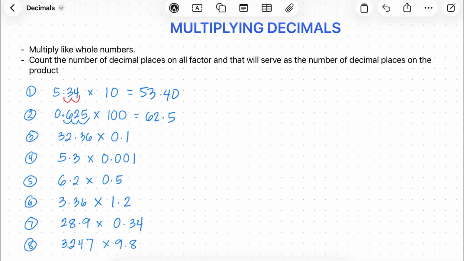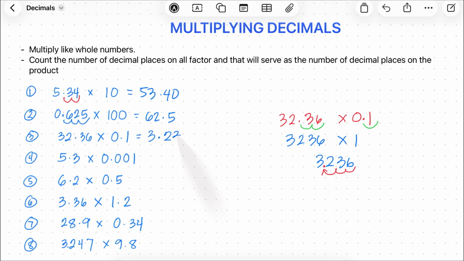Next, we have 32.36 times 0.1. If I were to rewrite this one without the decimal point, that would be 3,236 times 1, which is 3,236. And how many decimal places are there here? 1, 2, and then that's the third one. So there are 3 decimal places. So our final answer would be 3.236.